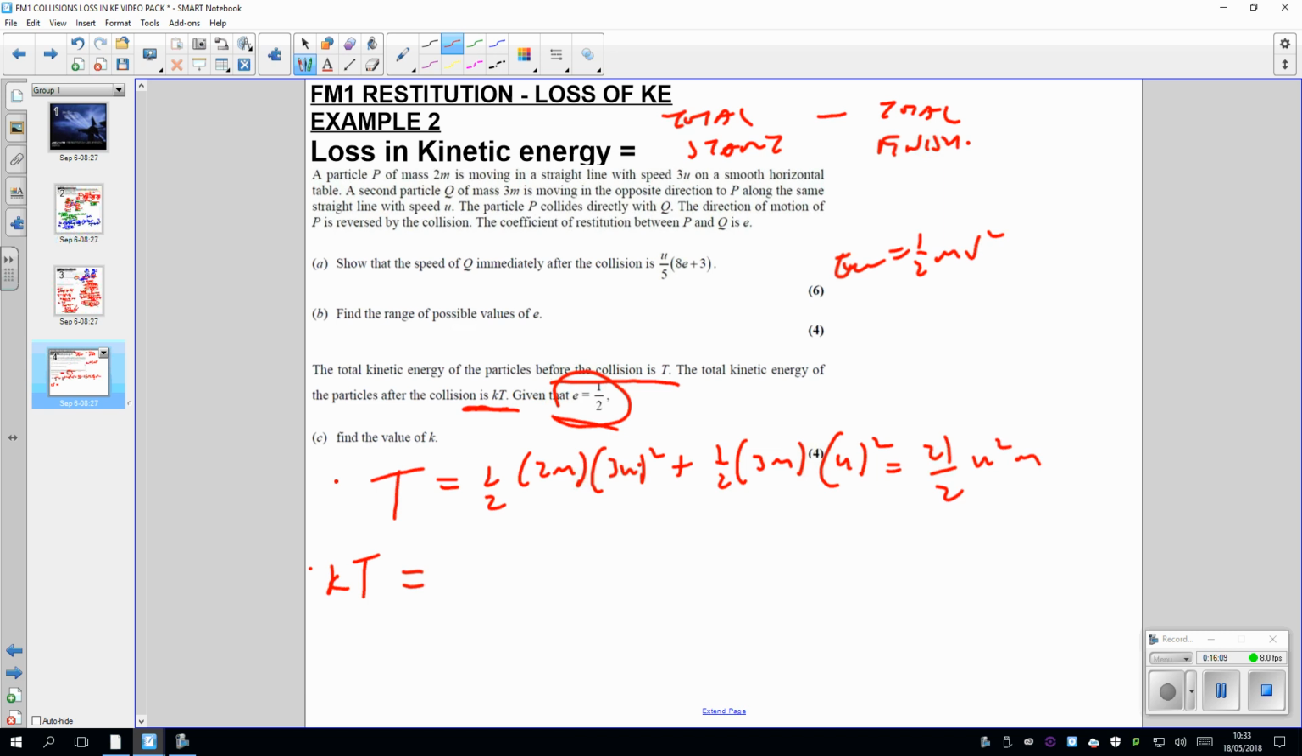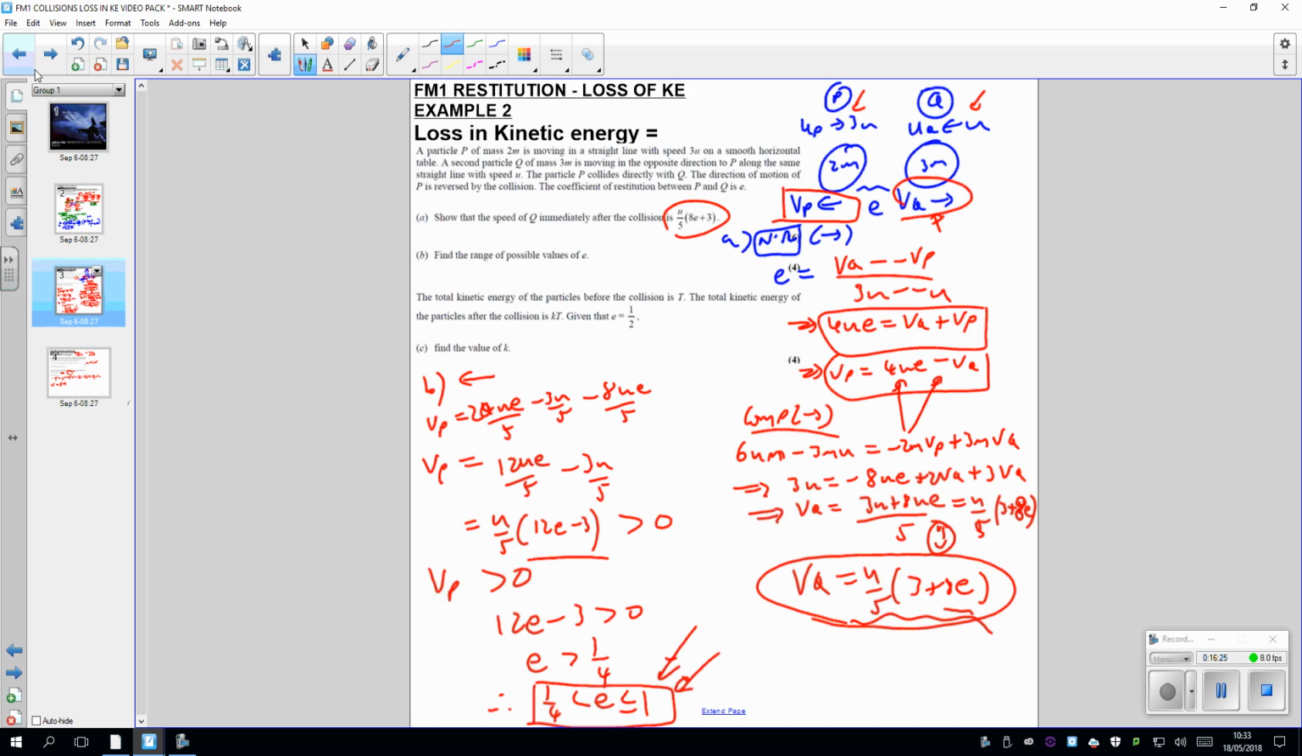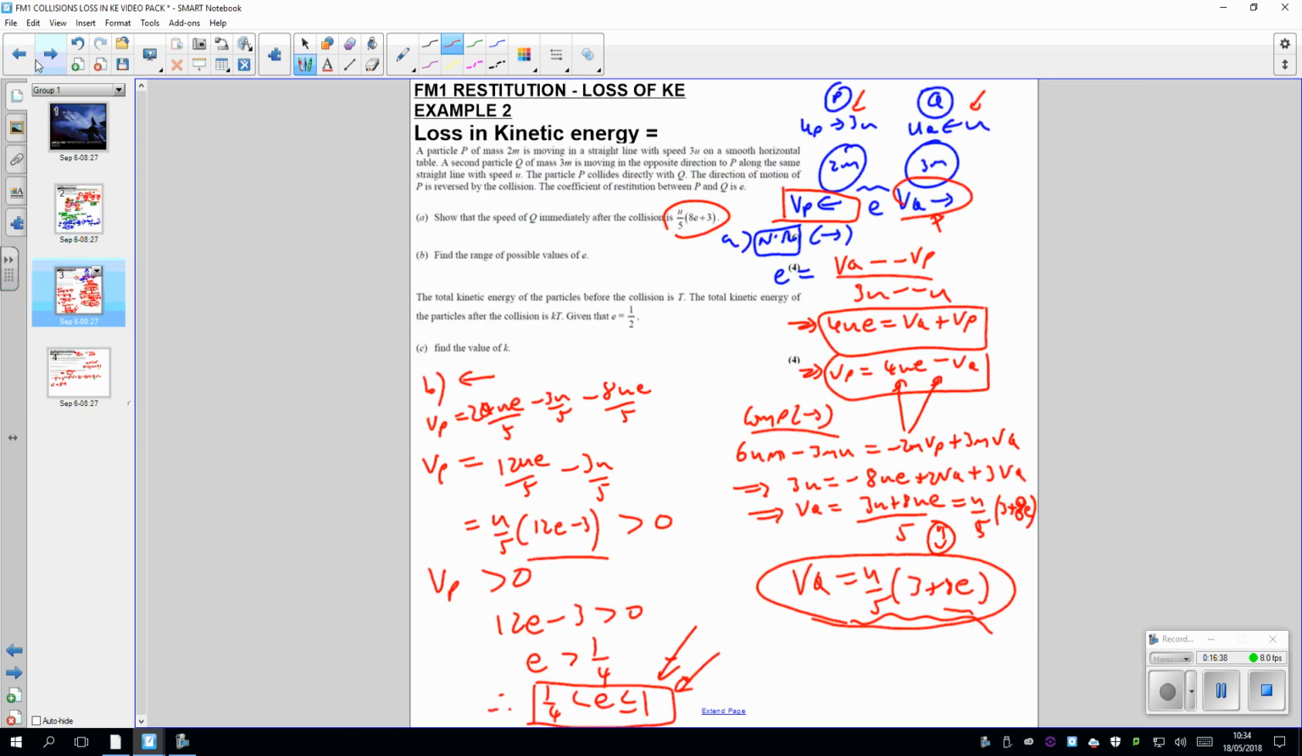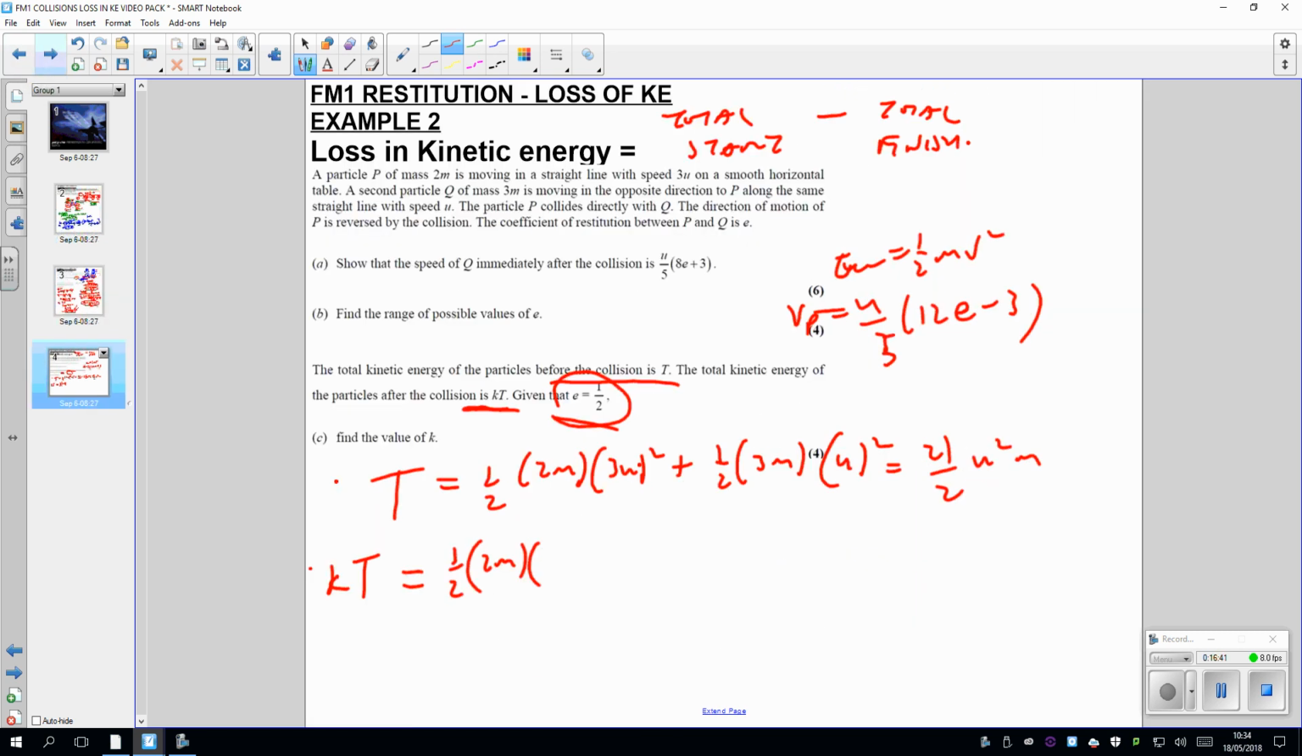Nice. KT, again, I might make mistakes, so if you disagree with something, it doesn't bother me. Just change it. So this time we need VP, and I know from the previous question that VP was u over 5, 12e take 3. Just check that. That's u over 5, isn't it? Okay, u over 5. And it tells us that e is a half here. So that means VP is u over 5 times 12 times a half, which is 6, take 3 is 3. So that's 3u over 5.